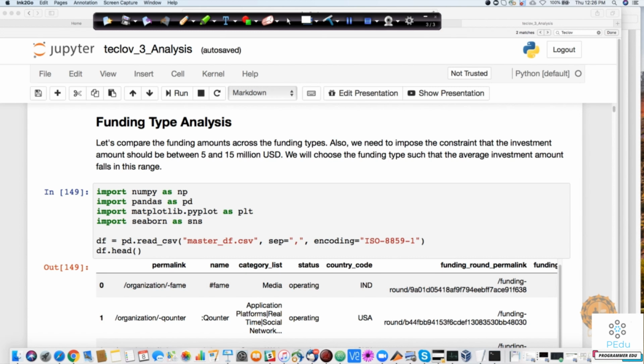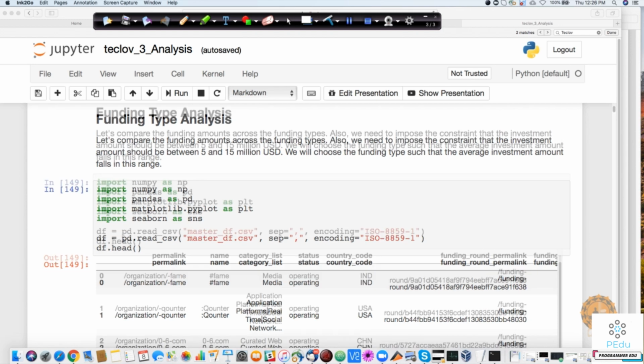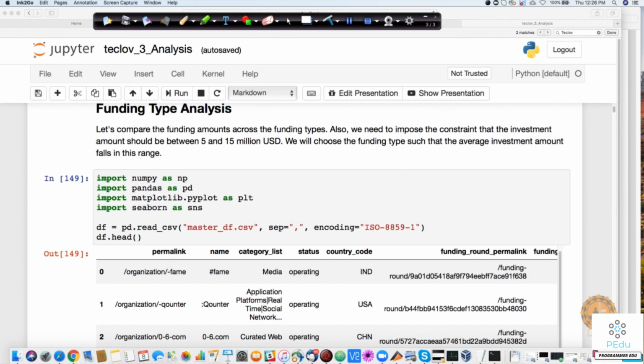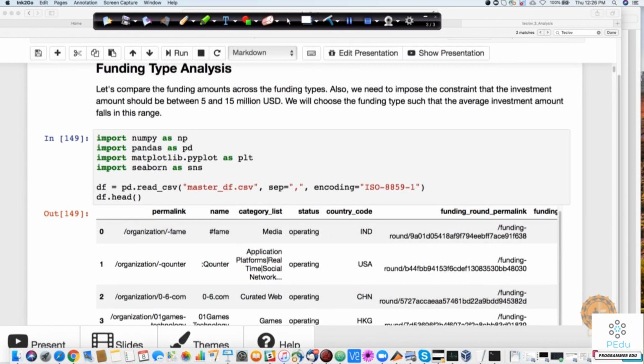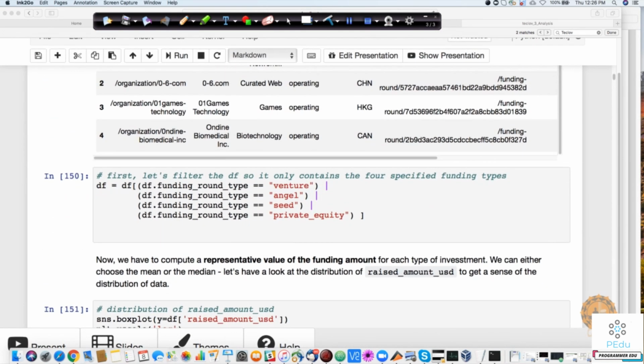So let's talk about funding type analysis first. If you recall, in the last case we created the master data frame, which was the merged data frame. Let's load it and see the data. In the funding analysis we want to identify whether we should go for venture investment, seed investment, angel investment, or private equity. So what we will do is filter out the data based on the round funding type.